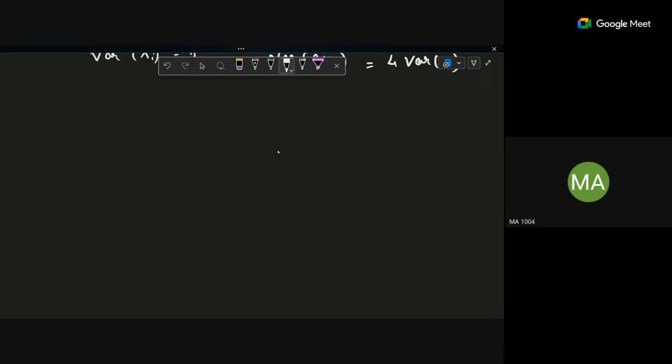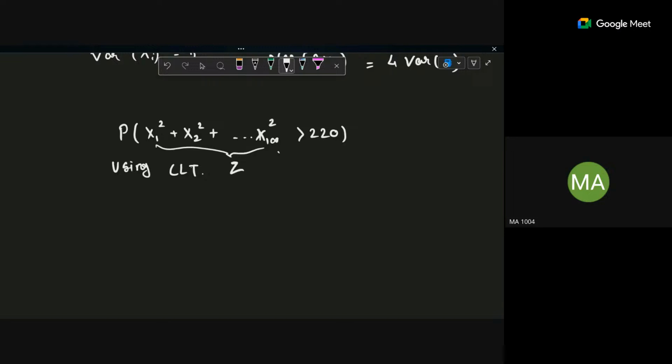So now what we want to calculate is the probability that x1 square plus x2 square till x100 square is greater than 220, as it was asked, and we have to use CLT. Let's take this as z, because this might be following a normal distribution with some mean and some variance.